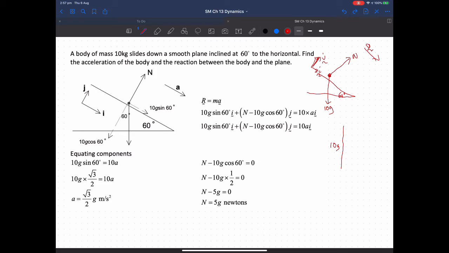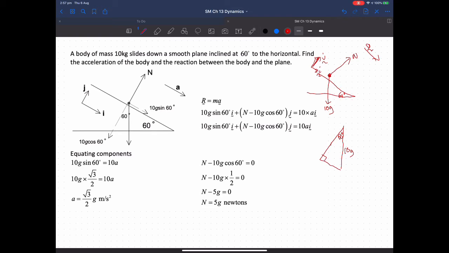So the 10g is going straight down. What I can do is consider this as a right angle triangle. Here is my right angle. Now, if 60 degrees is here, 60 degrees is there. So how do I work out the length of the sides? I'll just move the 10g. There's the 10g, there's the hypotenuse.